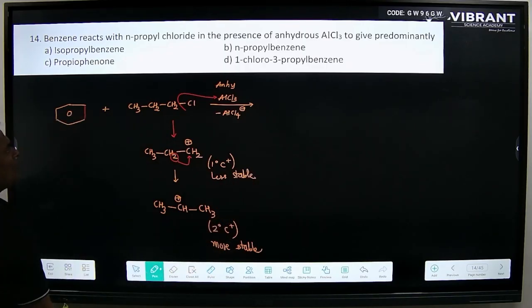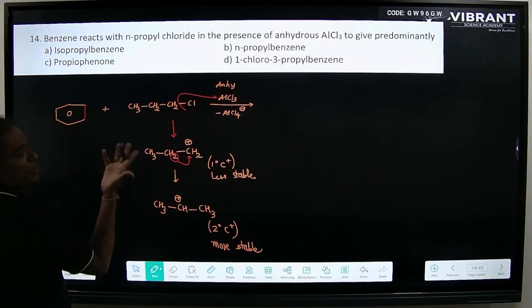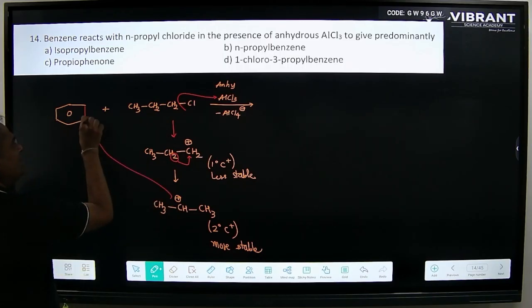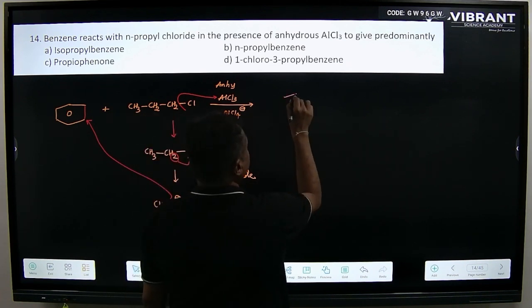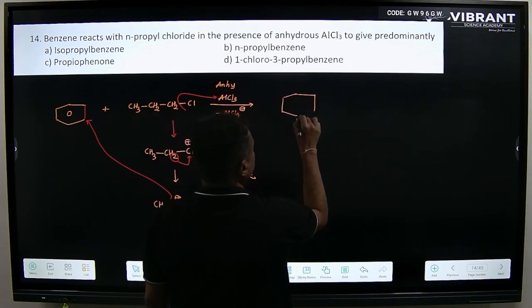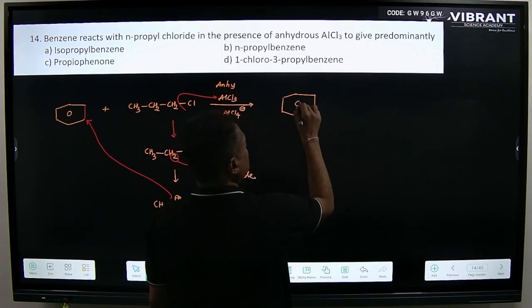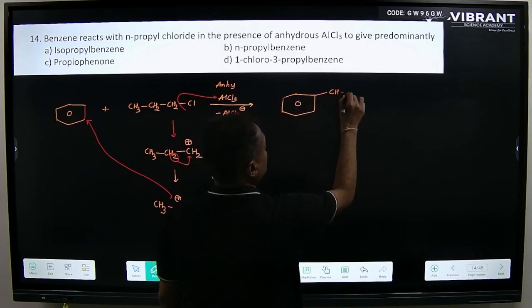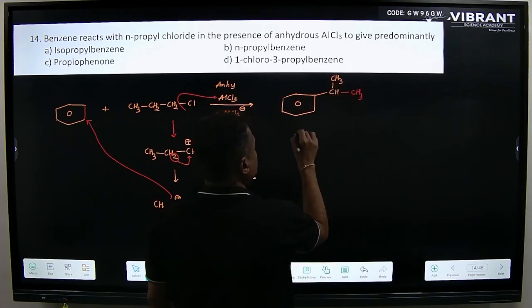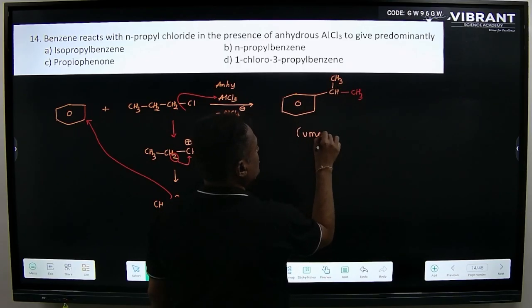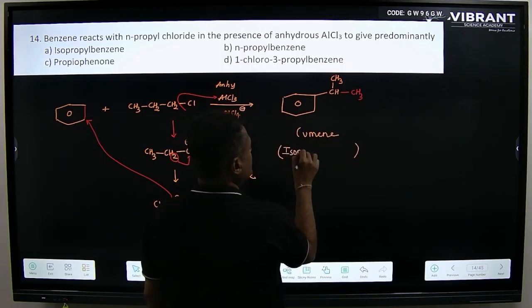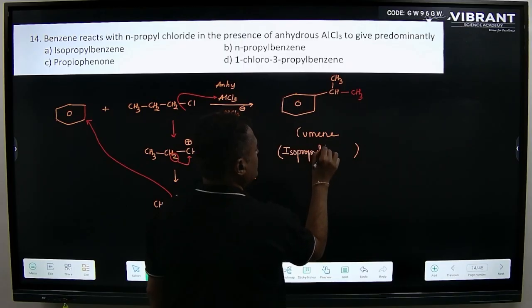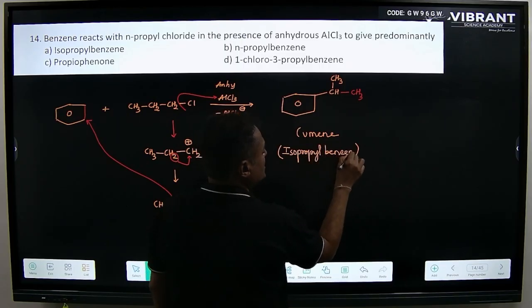And finally what will happen? Benzene likes to undergo electrophilic substitution. Will it attack on benzene directly? Yes, and that is why the answer you will be getting is not the one we expect, but it is the rearranged product. The rearrangement gives you nothing but isopropyl benzene, which is also known as cumene, one of the well known compounds, but another name for that is isopropyl benzene. I hope this question is clear, child.